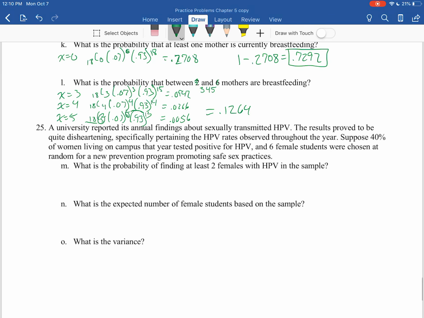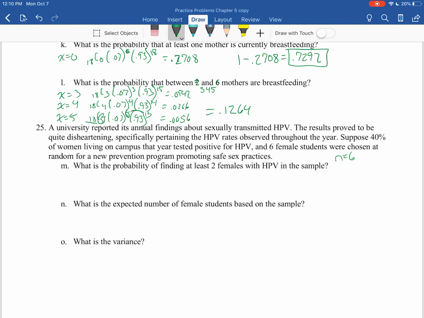Last part here, number 25. So we're trying to find what is the probability of finding at least 2 females with HPV in the sample. So remember, at least 2. So 2 is at least 2, 3 is at least 2, 4 is at least 2, so all the way up to the very end. We have an n value equaling 6. So you could do what is the probability of 2 plus 3 plus 4 plus 5 plus 6, all those x values, add them together.